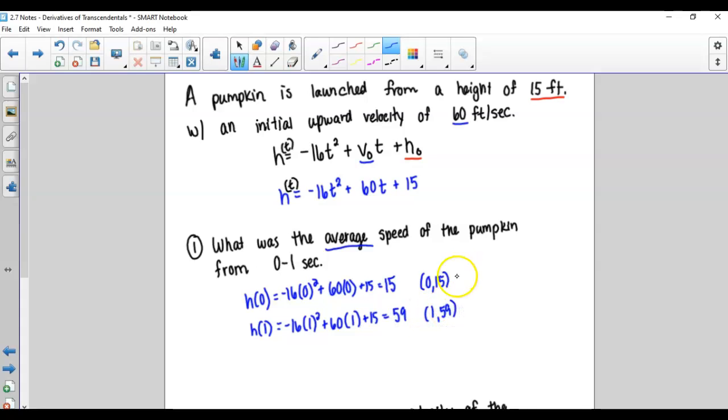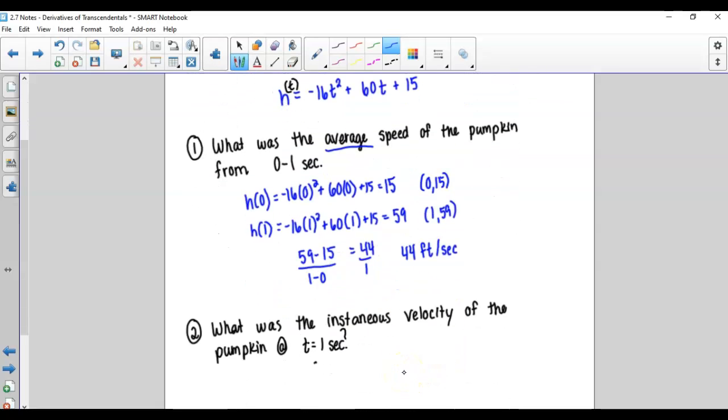And so at 0, my pumpkin was at a height of 15. At 1, my pumpkin was at a height of 59. I want to see the distance over the time. So the distance would be 59 minus 15, which of course would give us 44. And the time would be 1 minus 0, which of course is just 1. So we would have 44 feet per second. Now, this is our average speed, not our instantaneous speed.